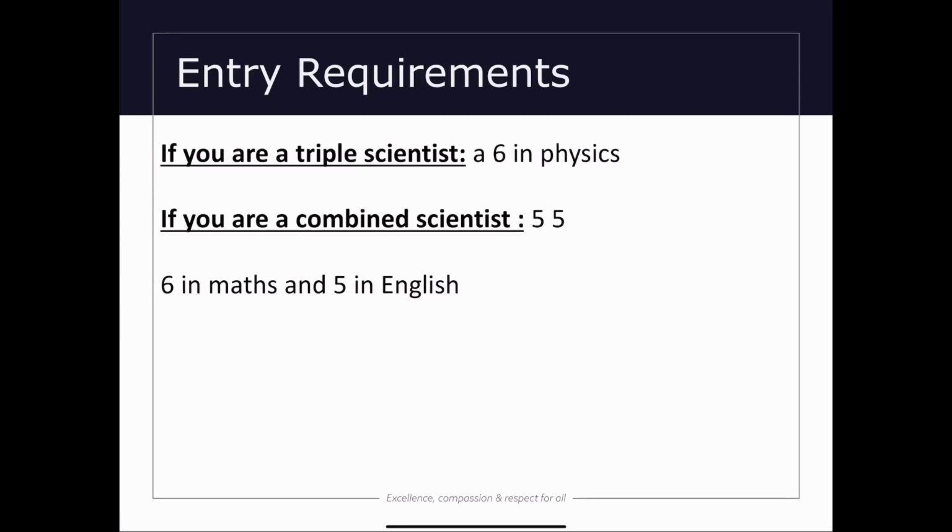If you are thinking about doing physics at A-Level here at FRAM, then what we do ask you, if you are a triple scientist, is that you gain at least a 6 in your physics exam. If you are a combined scientist, then we ask for 2 5s in your science exams. And because the course does demand quite a lot of mathematical knowledge and skill, we are asking for a level 6 in maths and a level 5 in English, just to ensure that you can understand the problems that you're being asked to solve.